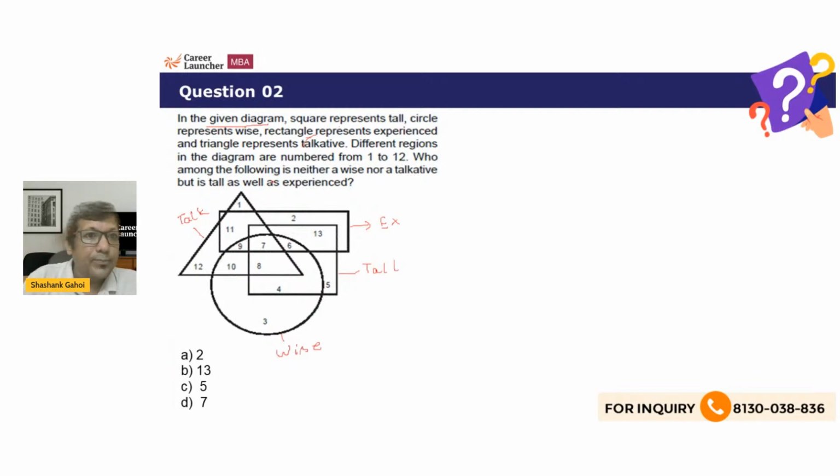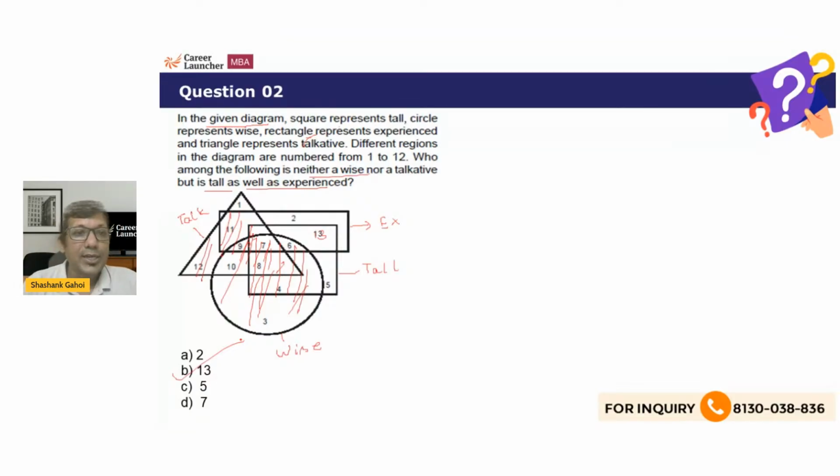Now the question is talking about neither wise nor talkative. Neither wise means I am removing the whole circle. Nor talkative means I'm removing the whole triangle, because I don't need wise and I don't need talkative. But I need tall as well as experienced. So I need a region that is part of the square as well as part of the rectangle. Which region is that? It is going to be 13. So the answer of this question is option B, 13, because that is part of the square and also part of the rectangle, but it is not part of the triangle or the circle.